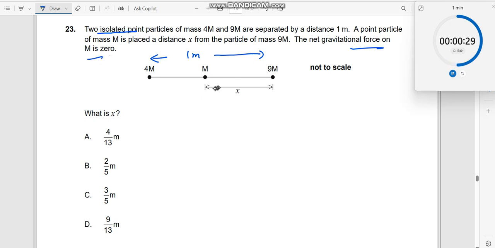What does it mean? That means this M is being pulled by 9m like this. It is also being pulled by 4m like this, such that this force F1 and F2 are equal and opposite. Okay, so the net force acting on M is 0. What is the value of x?